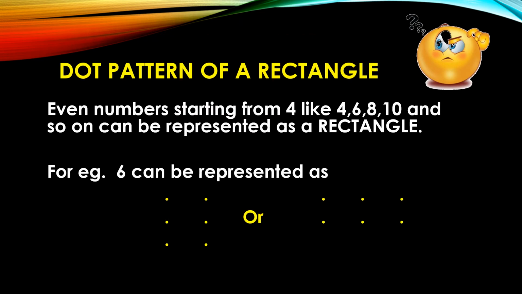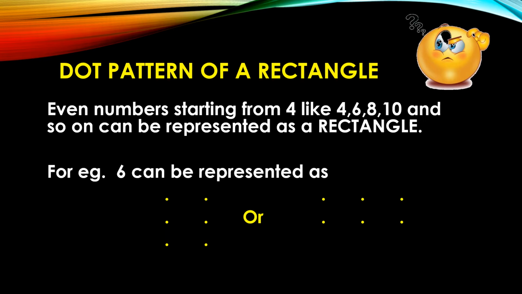Now next is the dot pattern of a rectangle. Even numbers starting from 4, like 4, 6, 8 and 10 and so on, only those numbers can be represented as a rectangle. Now can you tell me why? Just now we discussed that if we take the number 1, it will be a point basically, and if we take number 2, then number 2 can be drawn only as a line.